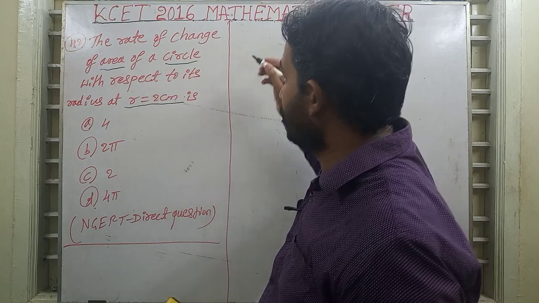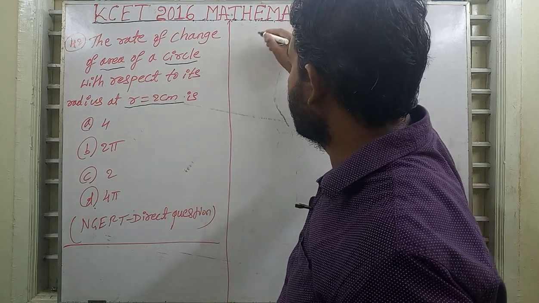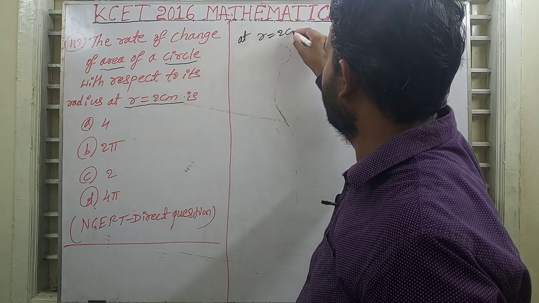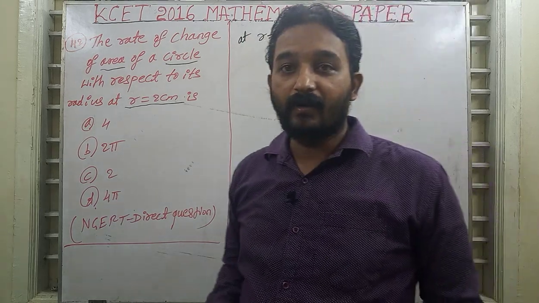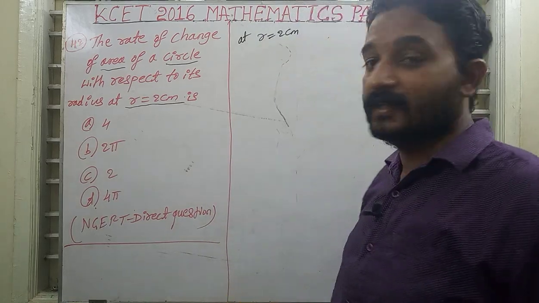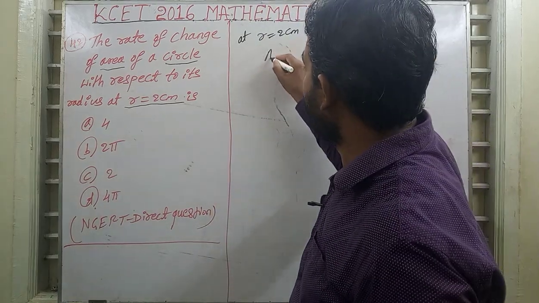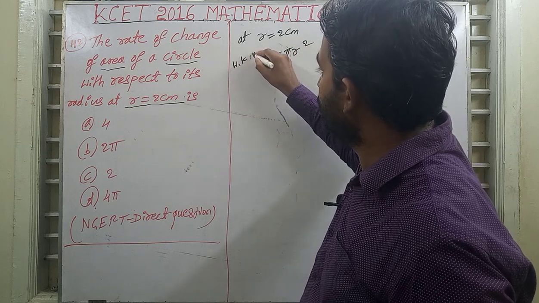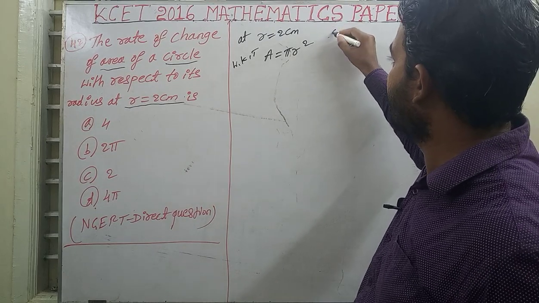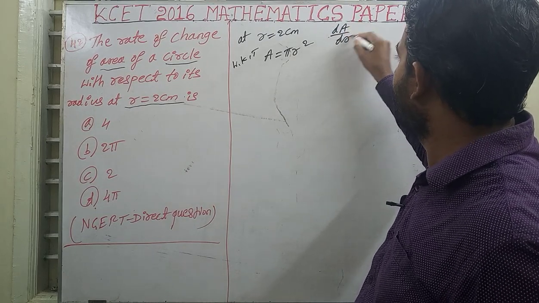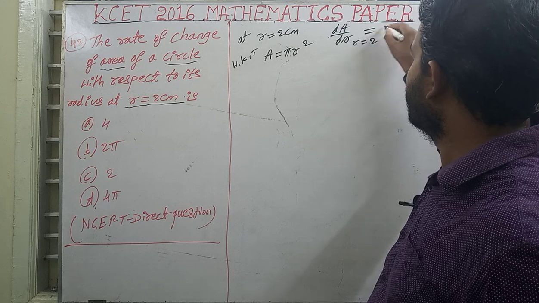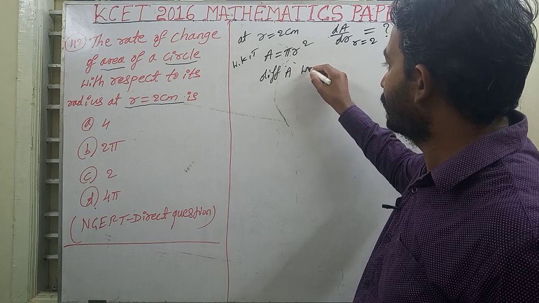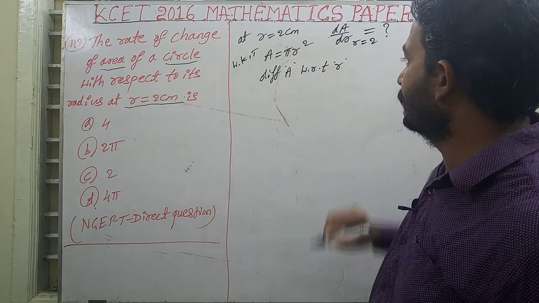In this case, the given data is r is equal to 2 centimeter. We know that the area of a circle is pi r square. So A is equal to pi r square. What is the thing to find out? dA by dr at r is equal to 2. So now differentiate A with respect to r, not t.